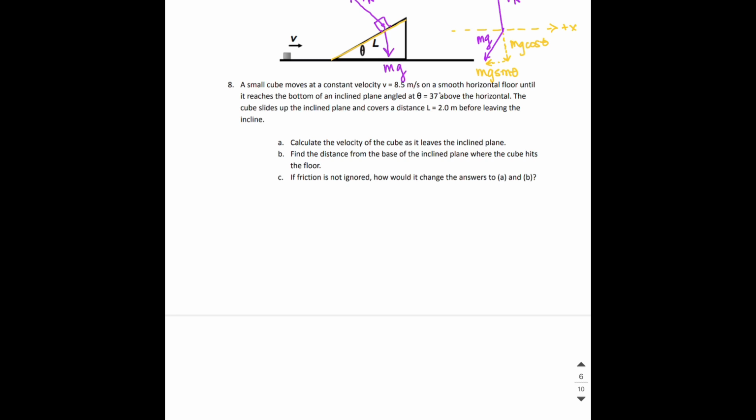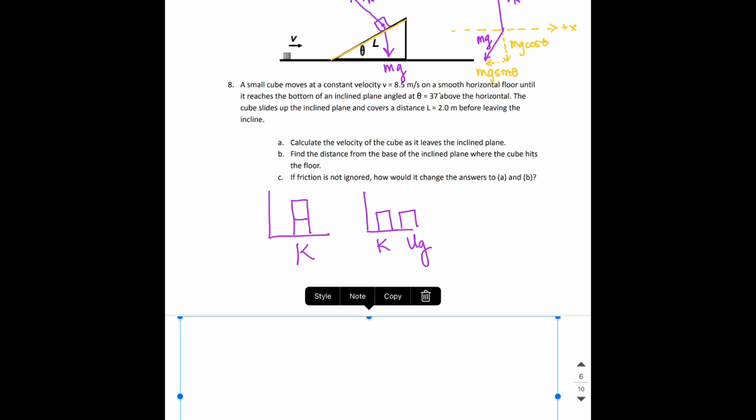Okay, so in this scenario, I'm solving for the velocity of the cube as it leaves the inclined plane. So I'm going to start with an LOL chart, knowing that it has velocity, so that's kinetic energy in the beginning. And then it starts moving up the ramp, and it has some kinetic energy, and then it's got some gravitational energy as well, UG. Okay, so what I want to do is figure out what my kinetic energy is. That's going to be the 1/2 mv squared.